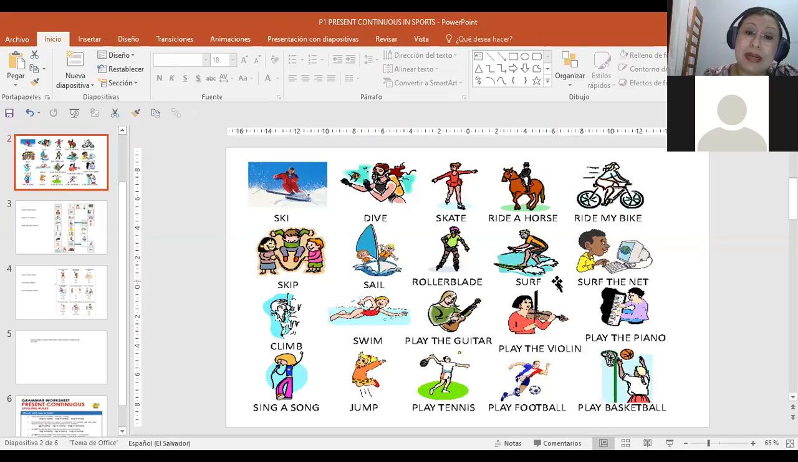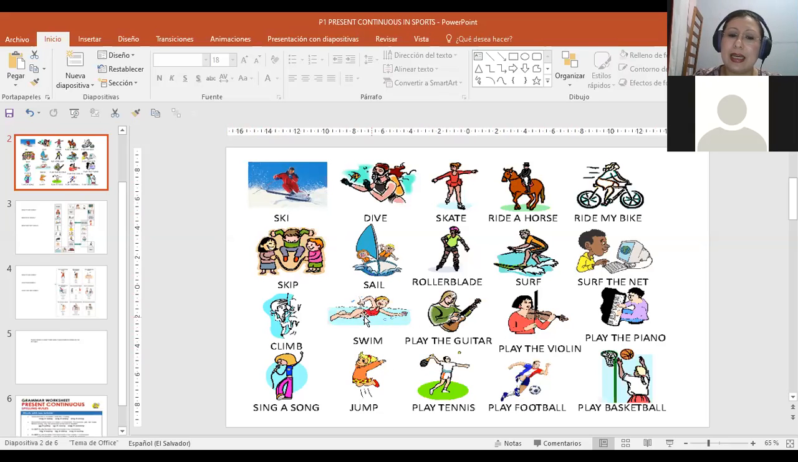Son bastante, ¿verdad? They are 20 drawings, son más o menos 20 dibujos. No vamos a hacer todo porque queremos que todos participen. Entonces, como tenemos tres grupos, so, we are going to have group one. Vamos a hacer el grupo uno with the first row. Vamos a hacer el grupo uno con la primera línea. The group number two with the second line. El grupo dos con la segunda línea. And the group number three with the third line. Y el grupo 3 con la tercera línea, de manera que van a ser cinco dibujos por cada equipo.